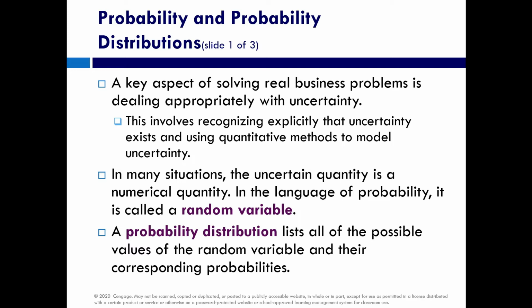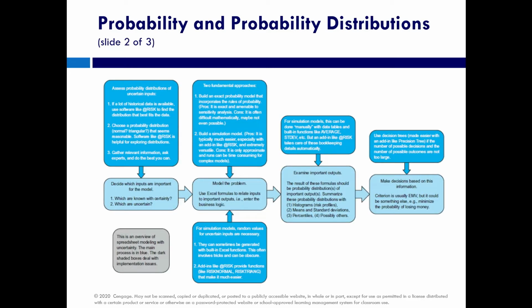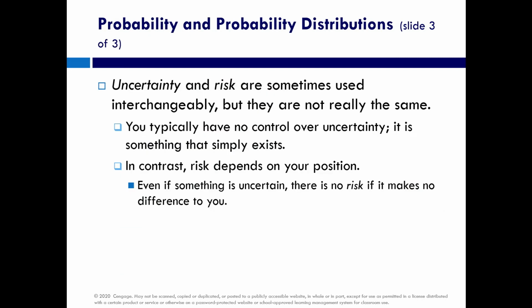The probability distribution lists all of the possible values of the random variable and their corresponding probabilities. And as you can see, there are all the different areas that we need to look at when we're looking at distributions.